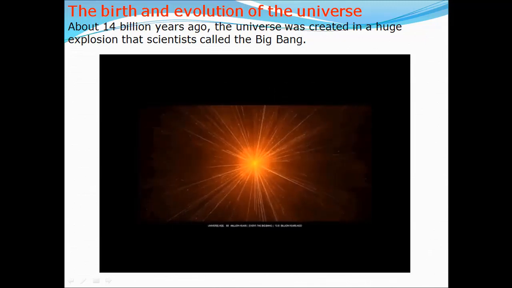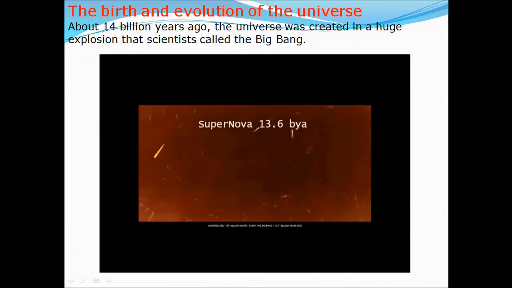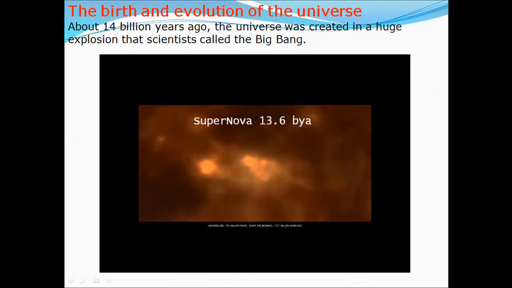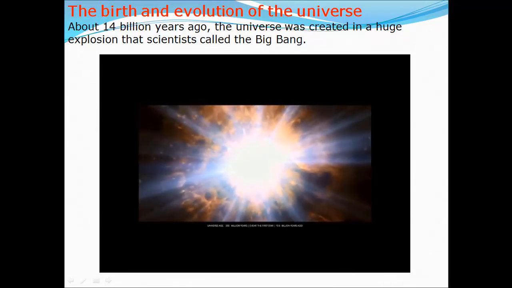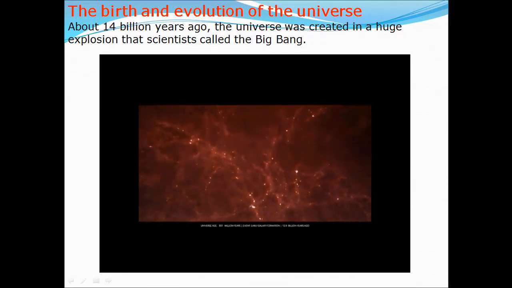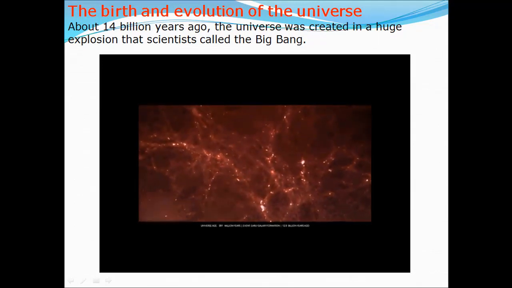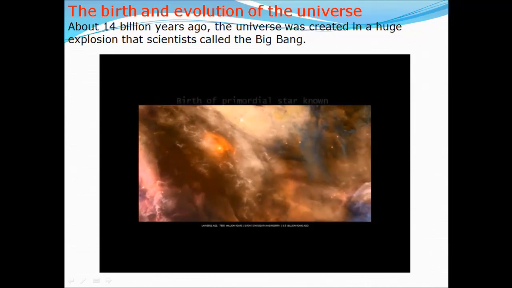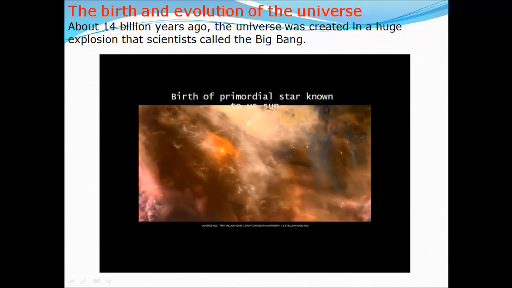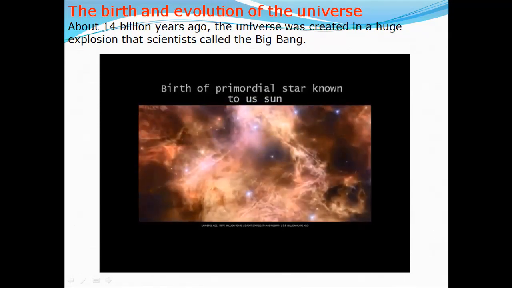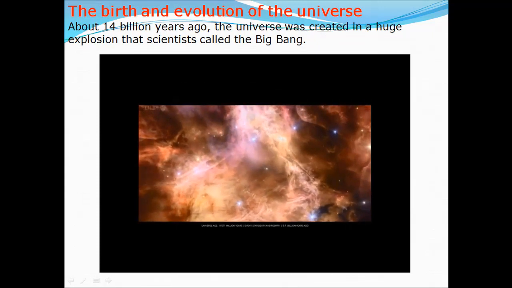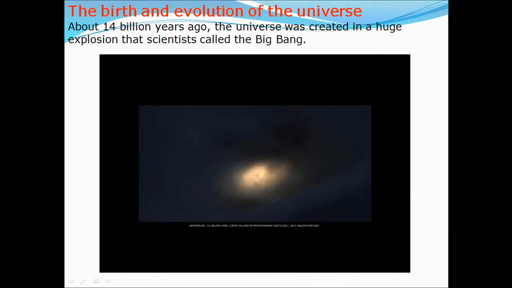About 14 billion years ago, the universe was created in a huge explosion that scientists call the Big Bang. The Big Bang was so enormous that the particles scattered into the vast universe. Immediately after the Big Bang, the universe was very hot and dense and filled with energy. As the universe expanded, the temperature began to fall and the first particles of matter formed from the energy.